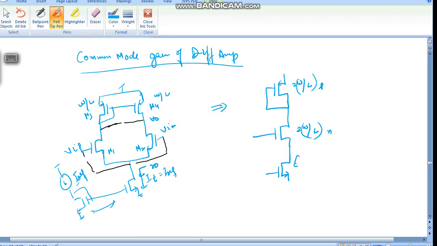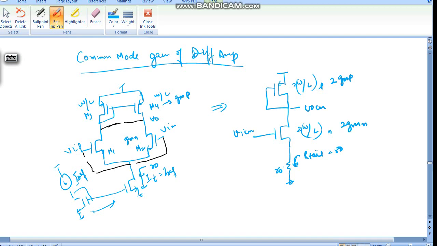So we make it RO here. So R tail equals RO. So this is VICM, this is VOCM, this is VT. If this has GMP as a transconductance, here the width is double, so this will be 2 GMP. If this is GMN, then this will be 2 GMN.